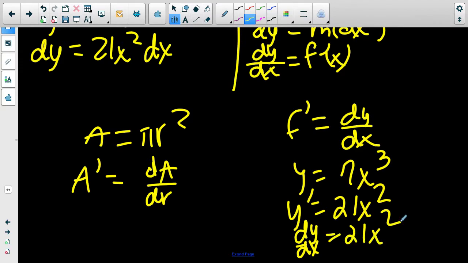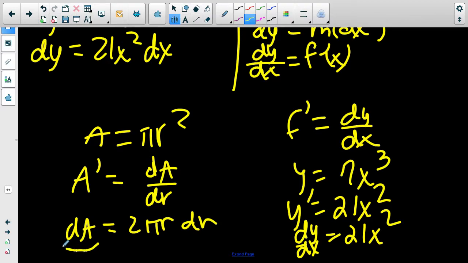So A prime embodies the difference quotient, the change in area over the change in radius. How did my area change based on the difference in my radius, okay? A2 minus A1 over R2 minus R1. So what in the world would you do with this? I'm just asking for the change in area. That's a differential. So you would say 2 pi r dr. That's got to be somewhere.